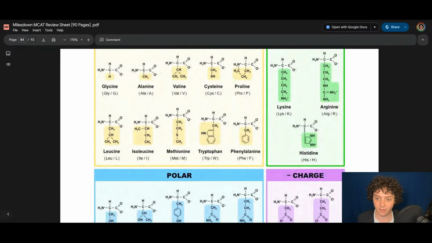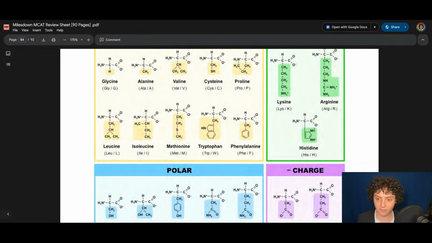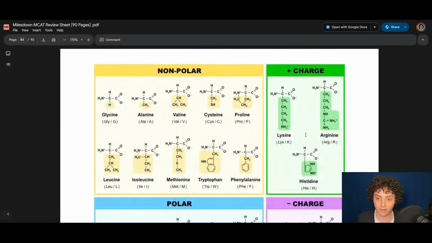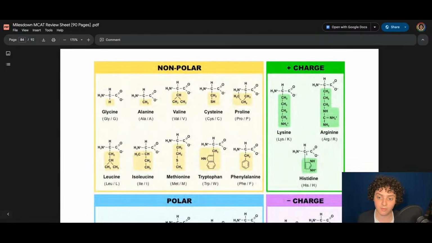Histidine has the R group of a 5-membered ring that contains carbons and 2 nitrogens. So if it's 5-membered, that would mean there's 3 carbons and 2 nitrogens, and it is a conjugated ring. So there's double bonds that link the carbon and nitrogen together, and it has the appropriate number of hydrogens for that situation to be the case.